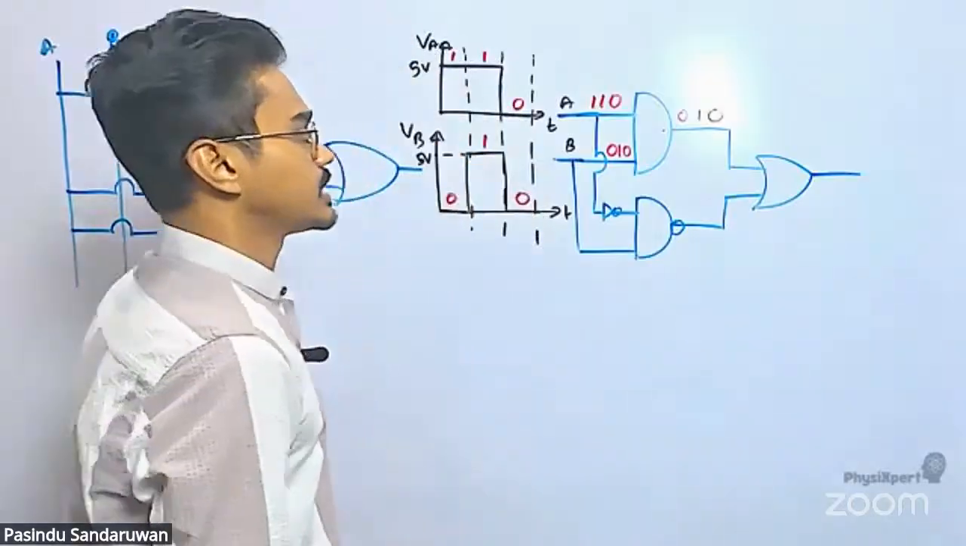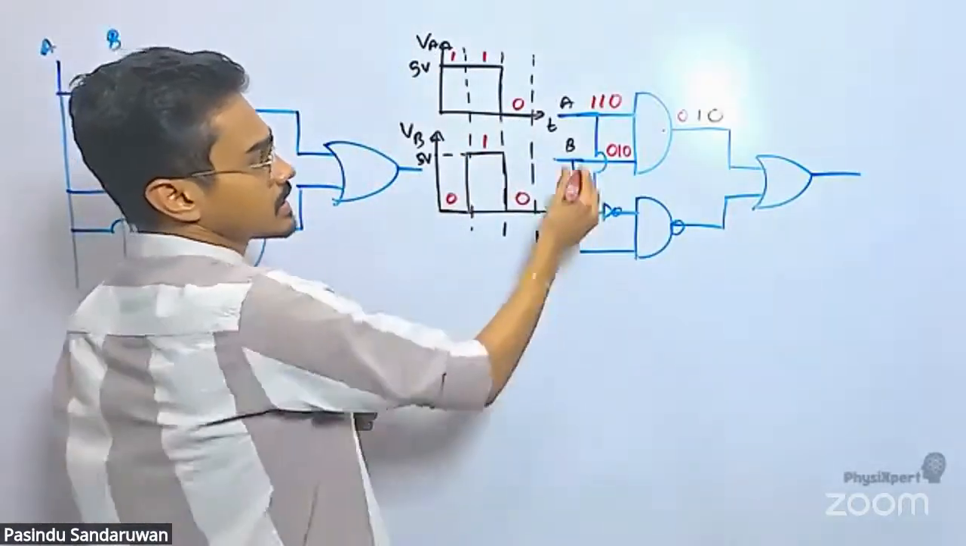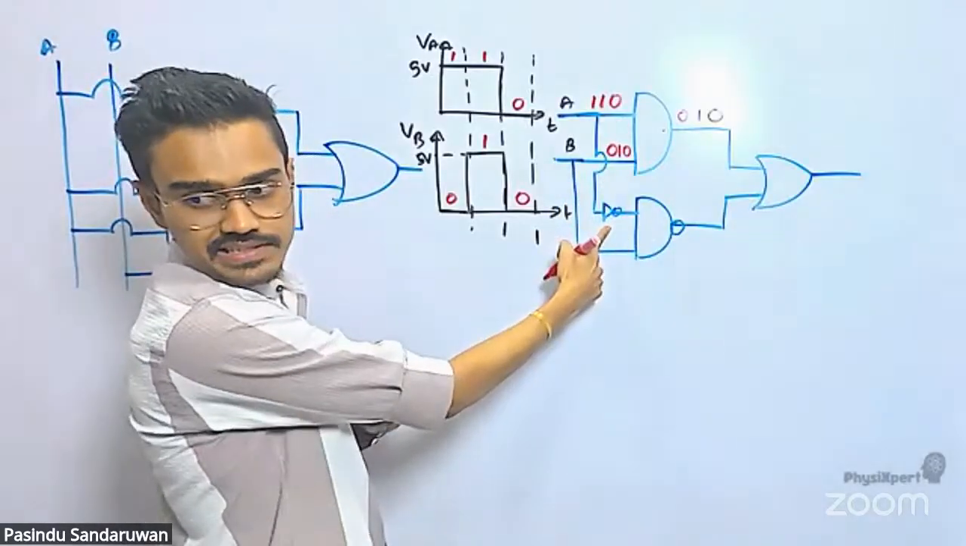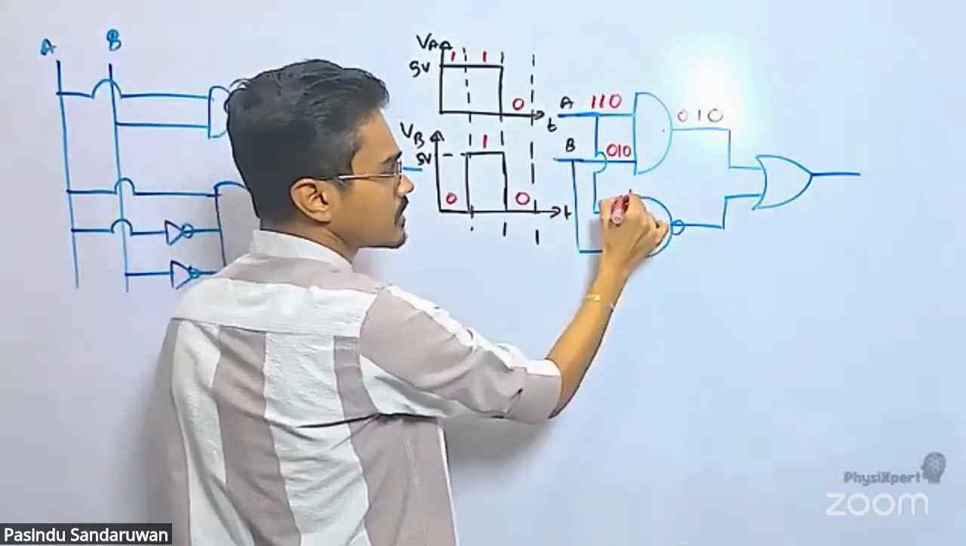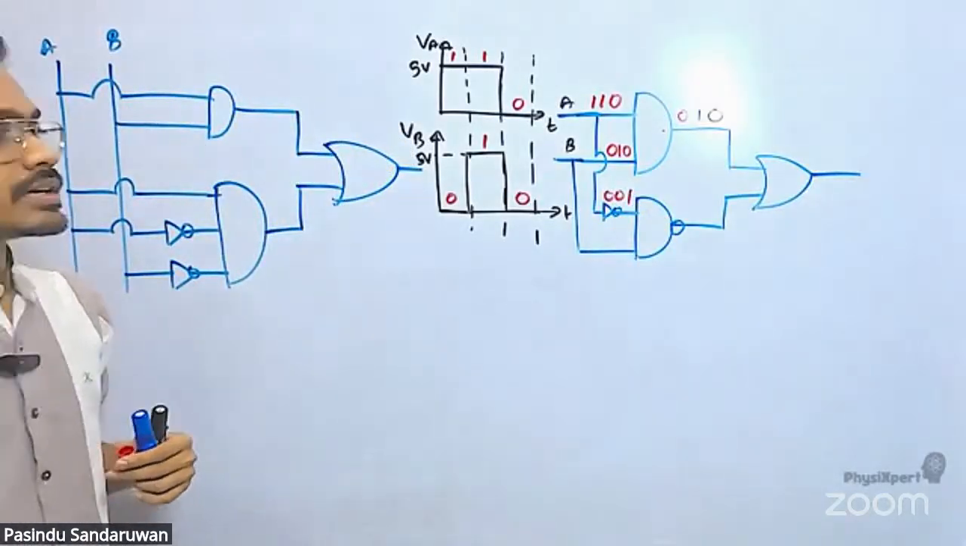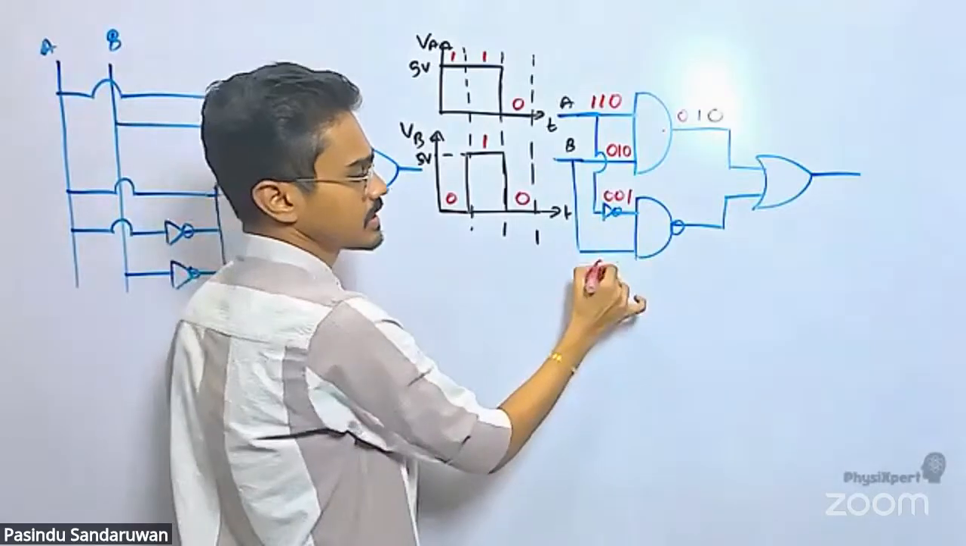Right. Then here, see now signal A is coming through this: 1 1 0. Here a NOT gate is given. Then 0 becomes 1, 1 becomes 0, 1 becomes 0, so 0 0 1, we know. Alright. Then B is taken here. B is 0 1 0.